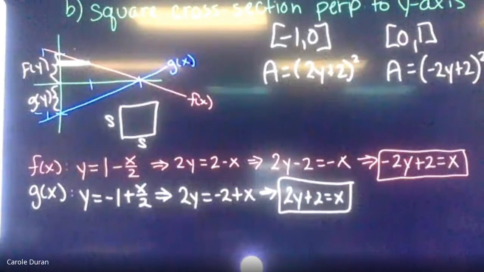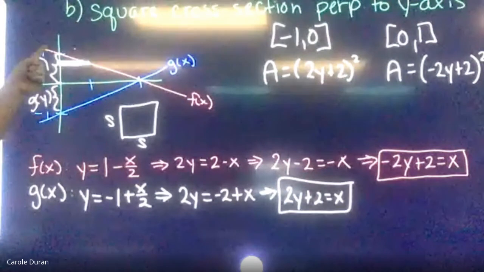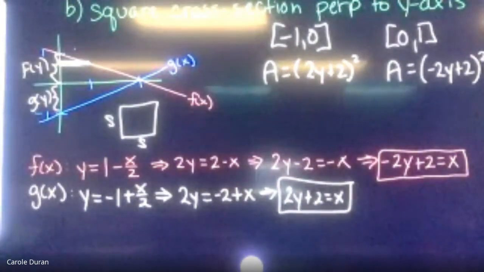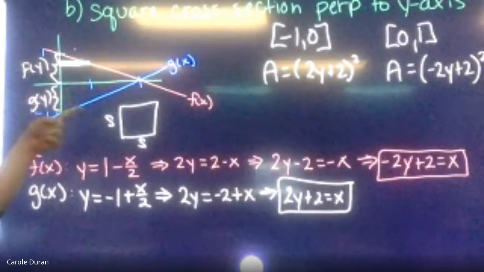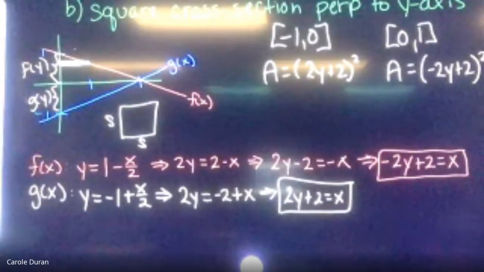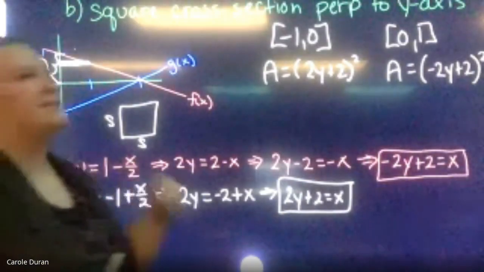Why am I using -1 to 1 instead of 0 to 2 as my integration bounds or my intervals? Because it splits. No. Why am I using -1 to 1 instead of 0 to 2? Because why? Because it's in terms of y. And 0 to 2 runs my x-axis, but -1 to 1 runs my y-axis. So that's what it means by everything has to be in terms of y to set this up.